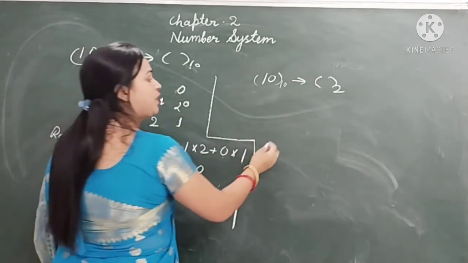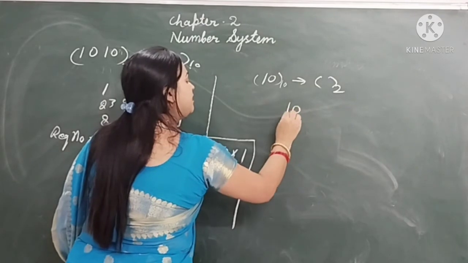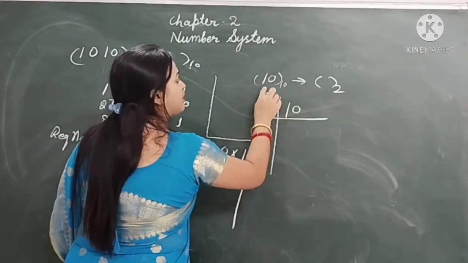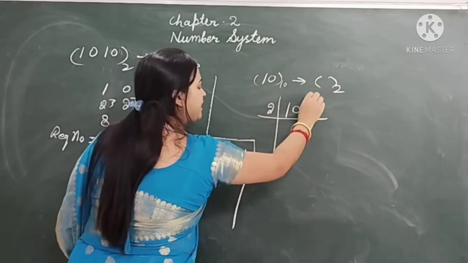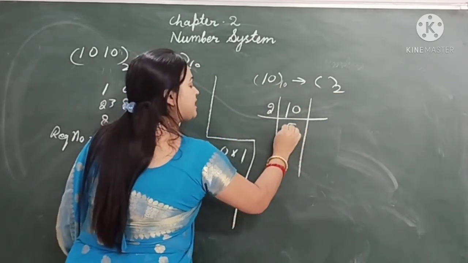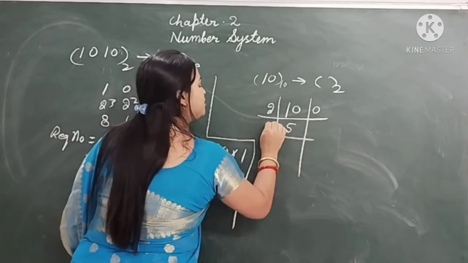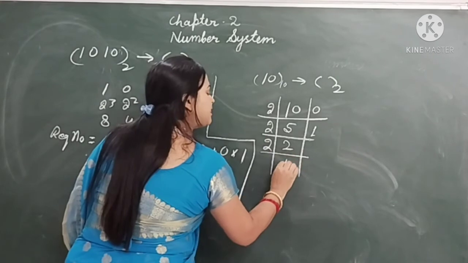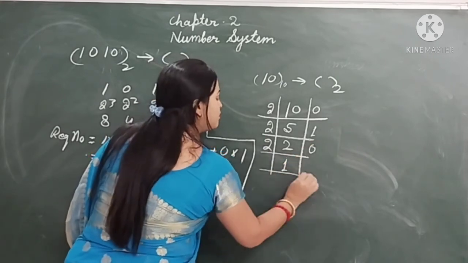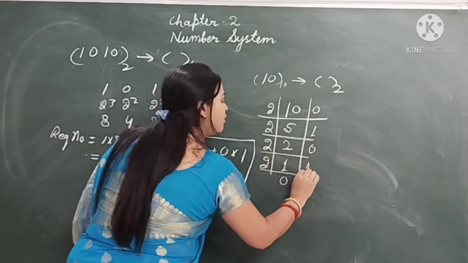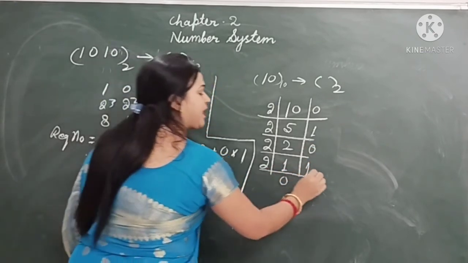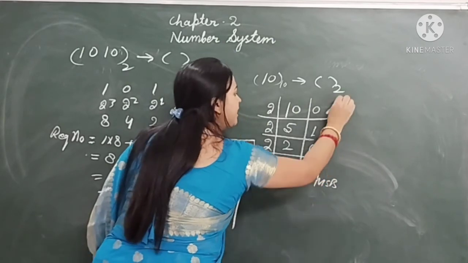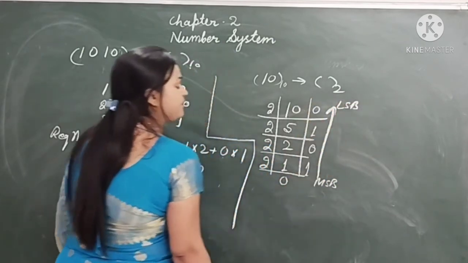So what to do? What do we do generally? We write the number and we divide the number by 2. Why? Because we have to convert into binary. 2 5s are 10, remainder 0, 2 2s are 4, remainder 1, 2 1s are 2, remainder 0, 2 0s are 0, remainder 1. Correct? We write here, draw a line, we write MSB and LSB, right?